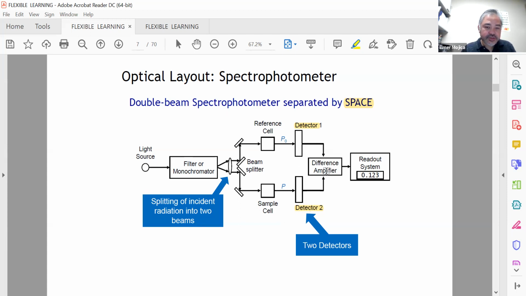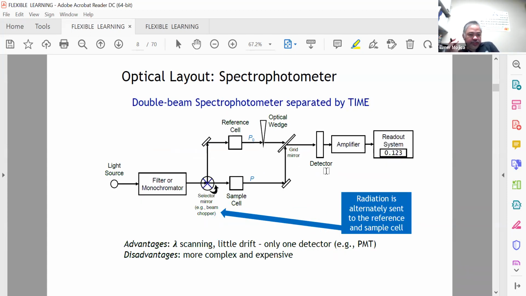If you look further at the double beam spectrophotometer, this time separated by time, like the one we have here, you have a light source, a monochromator or filter, and some sort of chopper, a beam chopper. The radiation is alternately sent to the reference and the sample cell.